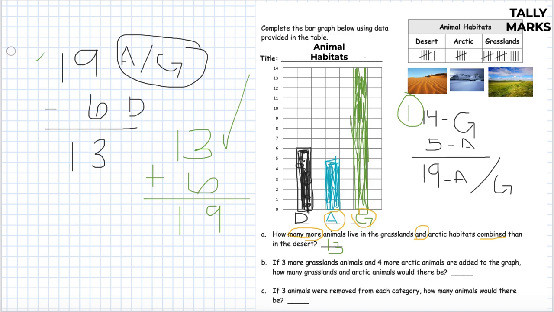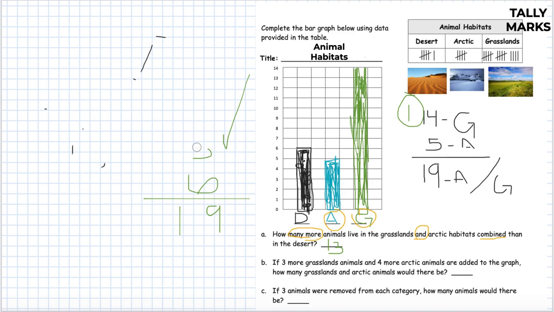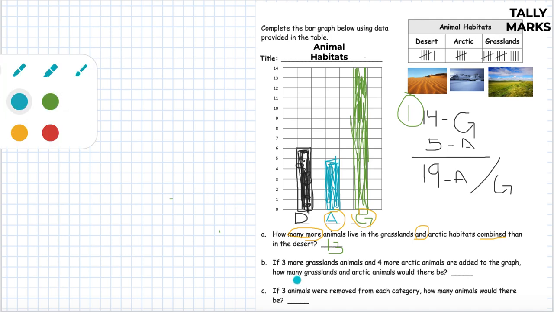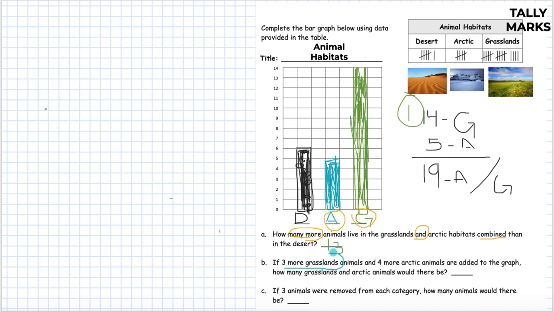Now let's take a look at our next question. So it says, if 3 more grassland animals and 4 more Arctic animals are added to the graph, how many grasslands and Arctic animals would there be? All right, so let's kind of break up this question here. So it says, if 3 more grasslands and 4 more Arctic are added to the graph, how many grasslands and Arctic animals would there be?